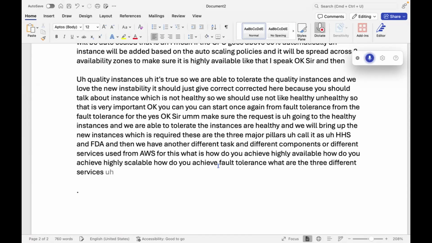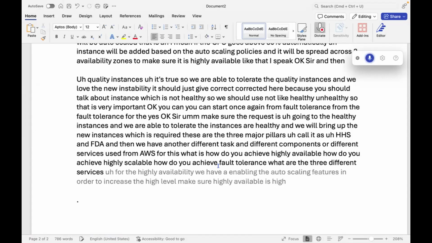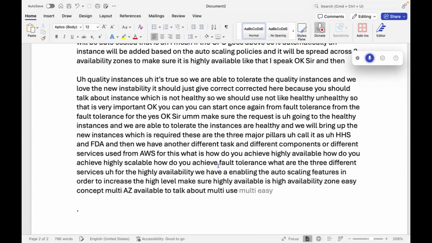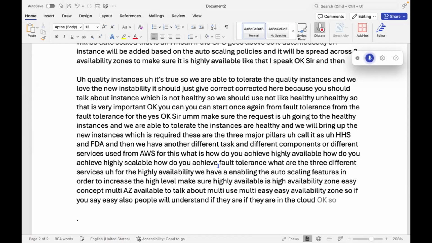For high availability, we enable the auto scaling features. To make sure it is highly available, we use the availability zone concept, multi-AZ. You should talk about multi-AZ. AZ means availability zone, so if you say AZ, people who are in the cloud will understand. Okay, high availability, you can talk about it now.